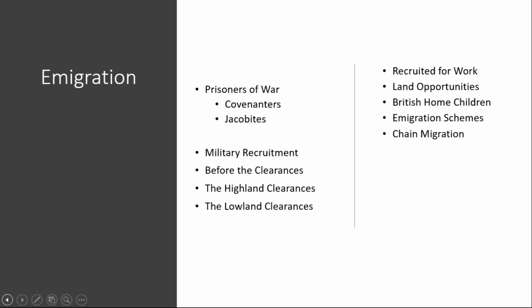We'll talk about emigration and the different reasons that people left Scotland. People who were perhaps prisoners of war, either as Covenanters in the 1600s or as Jacobites in the 1700s. We'll talk about military recruitment, where people were brought over to protect the colonies. We'll talk about life before the clearances, the Highland clearances and the Lowland clearances, also the clearances on the islands, the Western Isles, which took place at a different time. We'll talk about people who were recruited for work, land opportunities, people who came over as British home children, various emigration schemes, and chain migration.